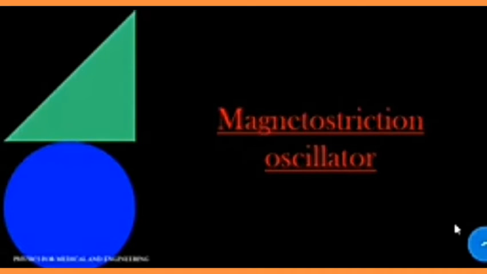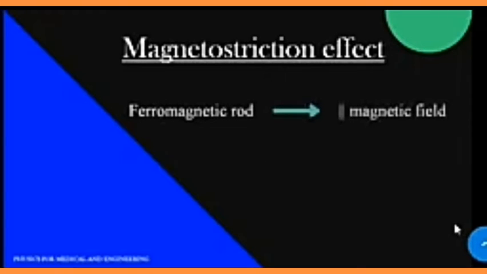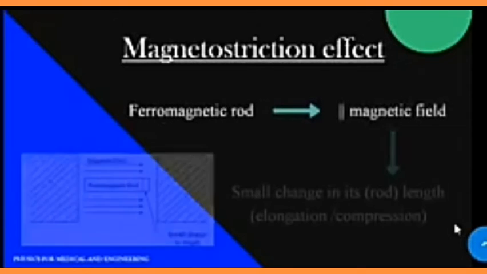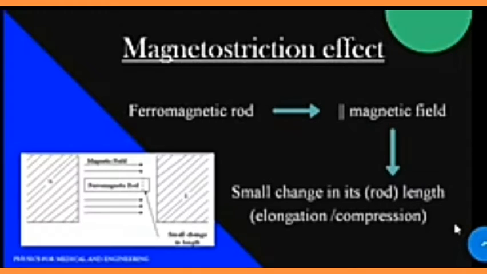Now, this oscillator works on the principle of the magnetostriction effect, and the principle is: when a ferromagnetic rod like iron or nickel is placed in a magnetic field parallel to its length, the rod experiences a small change in its length, that is, either elongation or compression occurs.